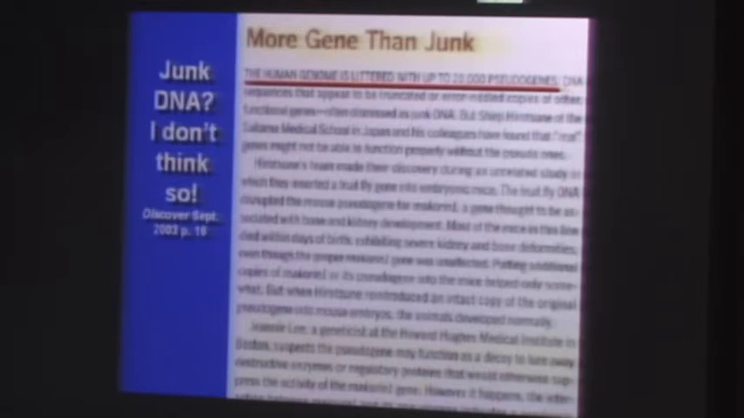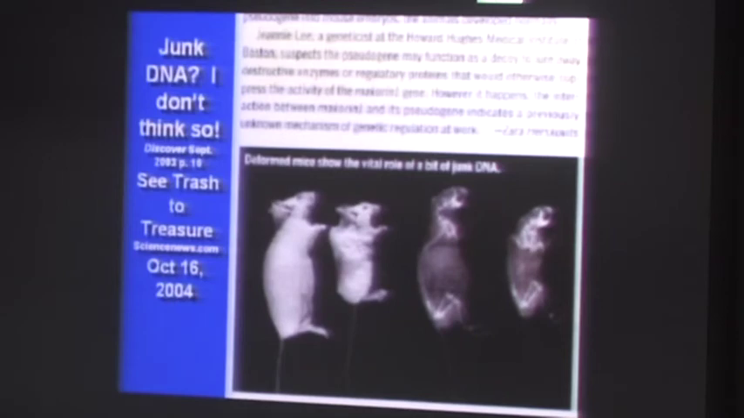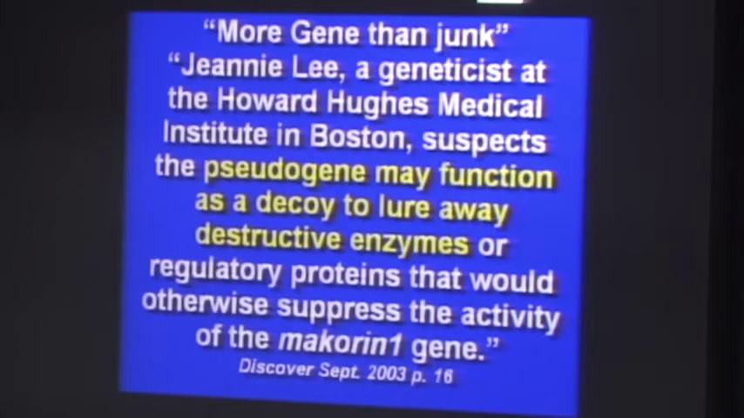No, there's not. They took out some of the pseudogenes to see what would happen. They said, well, the mouse doesn't need these things, let's take them out. And there's how they turned out. They were deformed terribly. No such thing as a pseudogene. The pseudogene may function as a decoy to lure away destructive enzymes. Discover Magazine, '03.